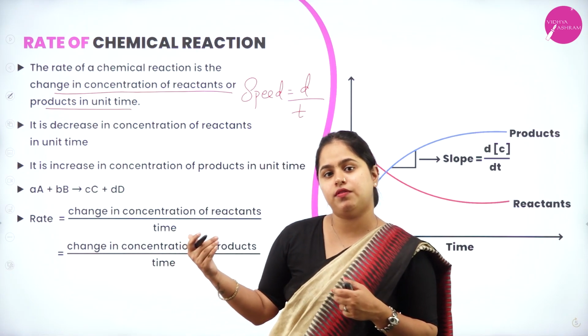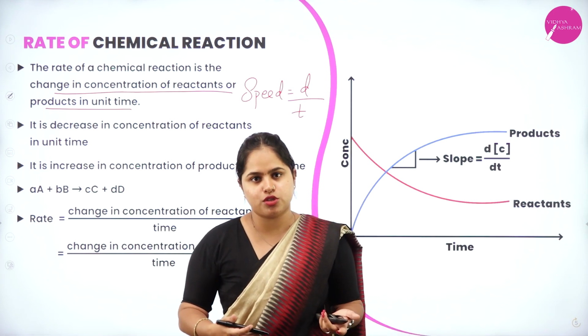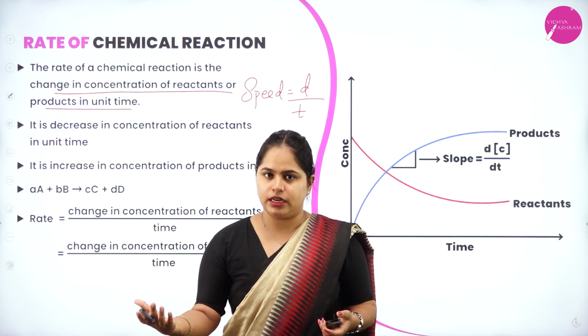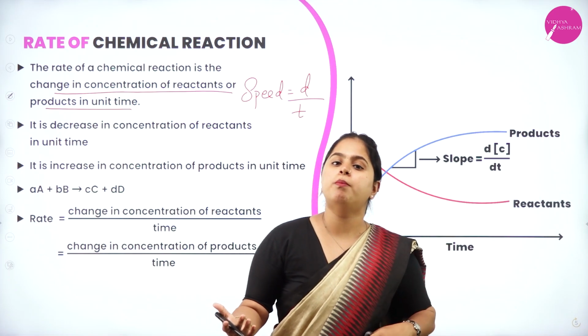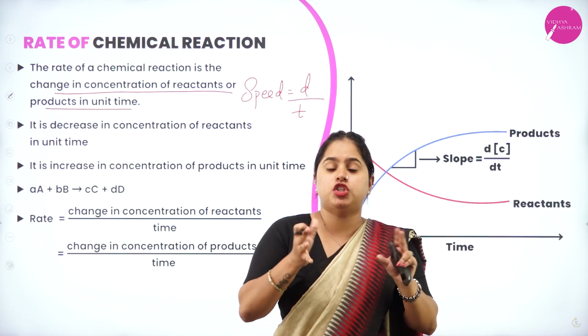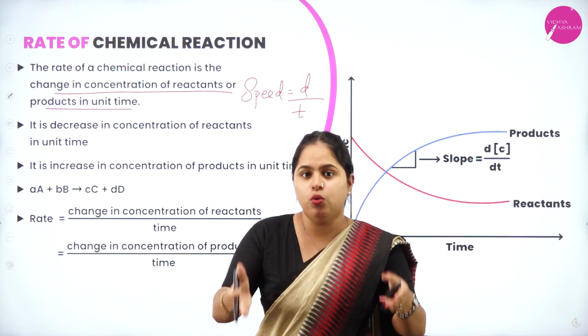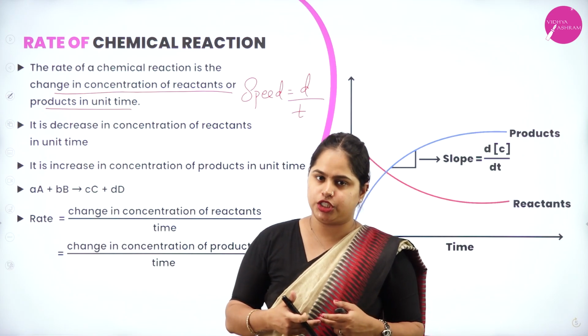In case of chemistry, we are talking about chemical reactions, right? So in chemical reactions, what is going to happen? Reactants will be there initially and they will combine together to form products, right? So the change in concentration of these reactants or the change in concentration of the products in a given time or in unit time is called the rate of the reaction, right?